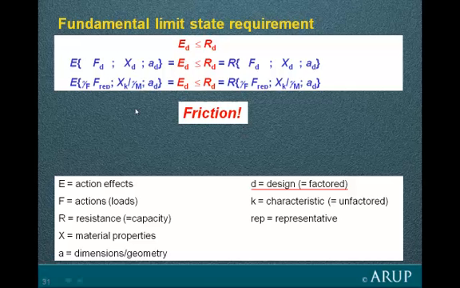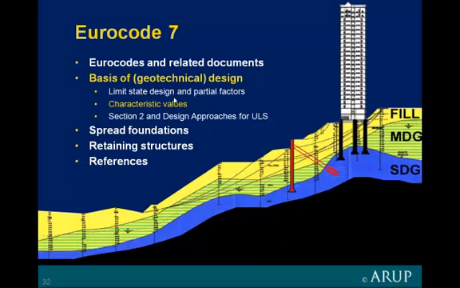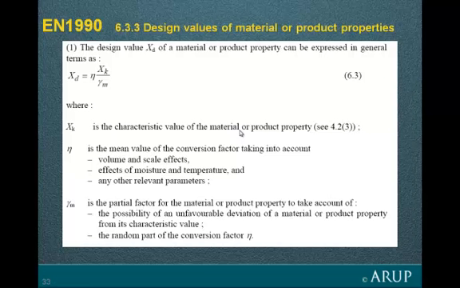In its simplest form then, the design values of the loads are so-called representative values times a partial factor. The design values of the materials are characteristic material strength divided by a partial factor. And that begs the question, what do we mean by characteristic strengths of materials? And leads us on to the question, what are characteristic values of material properties?